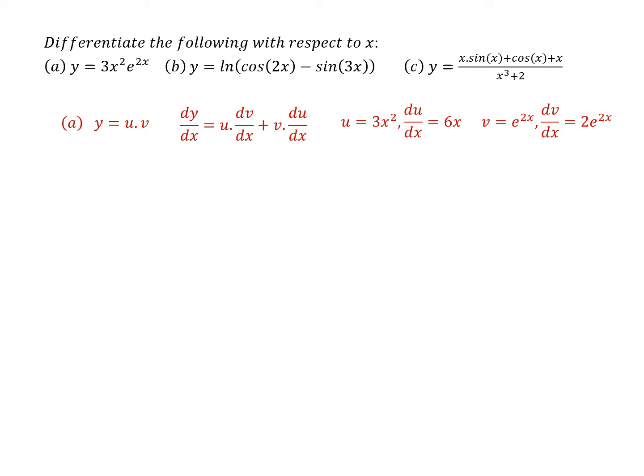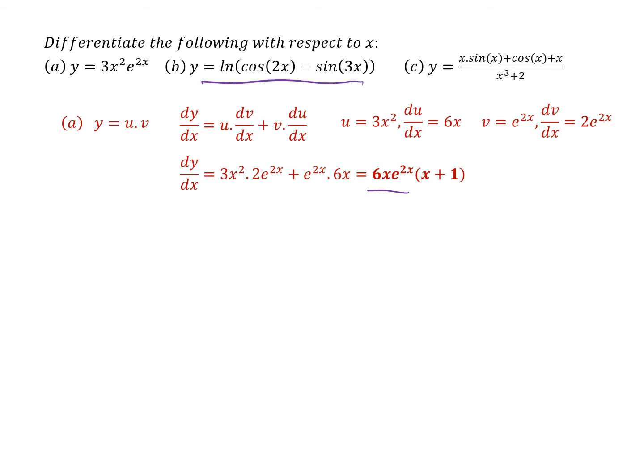When we pop those things into the formula for the product rule, we get u, which is this, times dv dx plus v times du dx, which gives us this. Now, we could leave it like that, but I'd prefer to factorize it so that it looks a bit neater. And the common factor is 6x e to the 2x, and what we're left with is the factor of x plus 1. This is more useful if we're trying to find turning points, for example. Once it's factorized, it's much easier to find when dy dx equals 0.